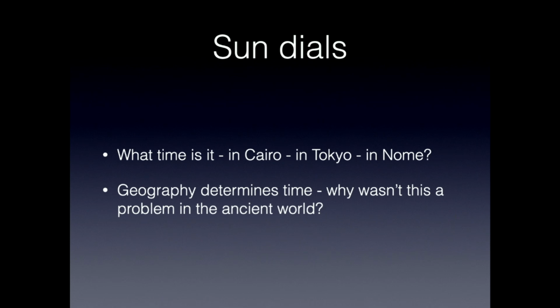Because the sun will be in a different position if it's in Cairo or Tokyo or, let's see, when is Sabbath in Nome, Alaska? Right? Sabbath begins when the sun goes down, and it ends when the sun comes up. What happens in Nome, Alaska? You have a 6-month Sabbath.